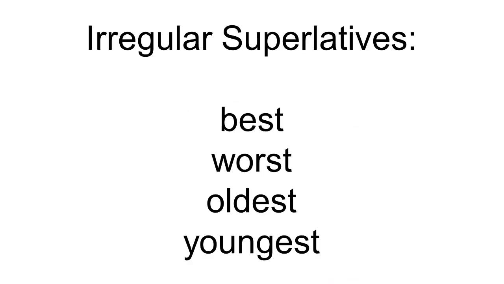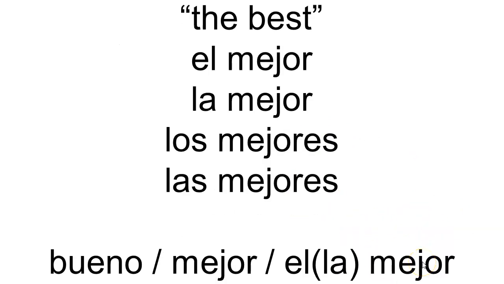There are a few irregular superlatives, and if you watch my video about the comparatives, the irregular comparatives are also the irregular superlatives. So for the best, the worst, the oldest, the youngest, in Spanish, these will be el mejor, the best, la mejor, los mejores, or las mejores. And again, I think it helps if you see the range of the adjective, comparative, and superlative. So we would have bueno is good, mejor is better, and el mejor or la mejor would be the best.